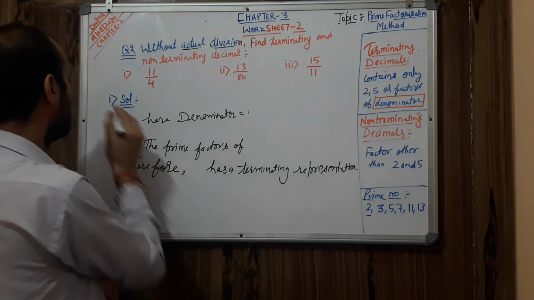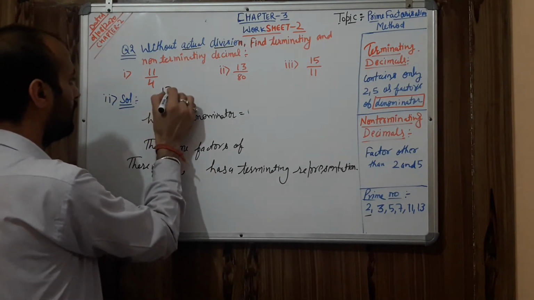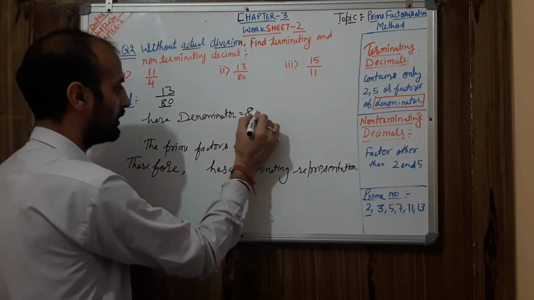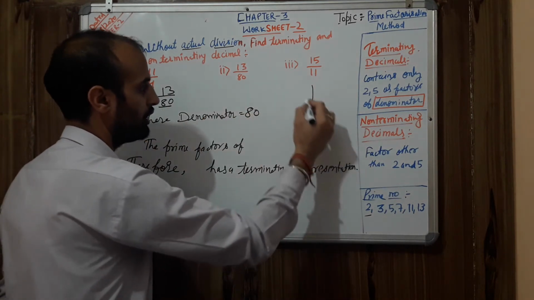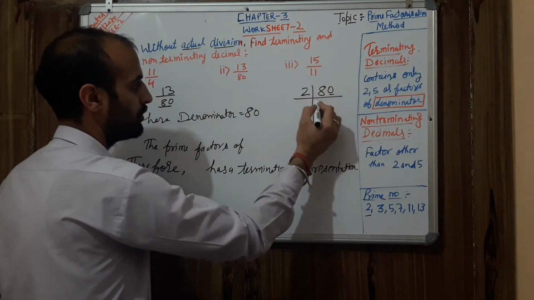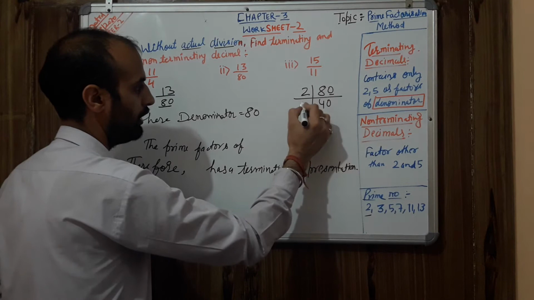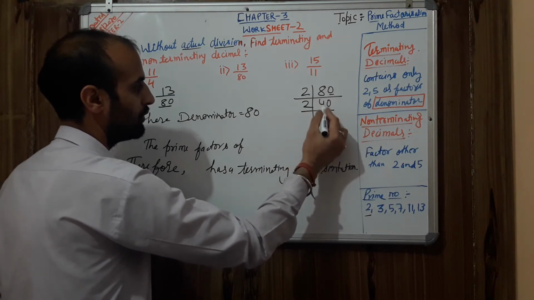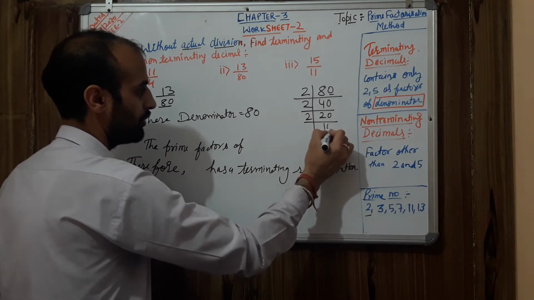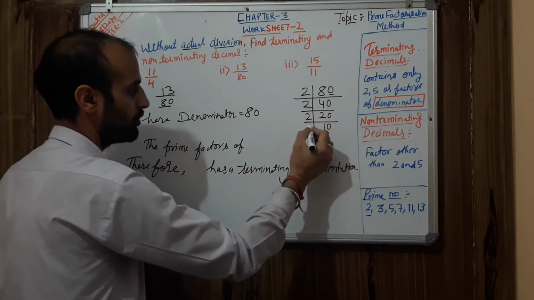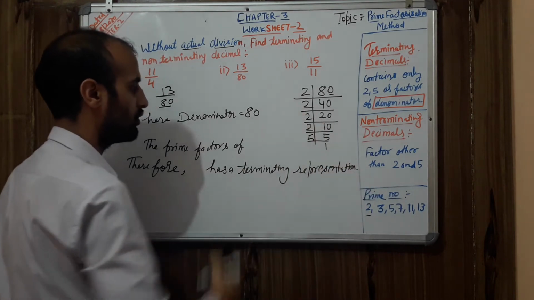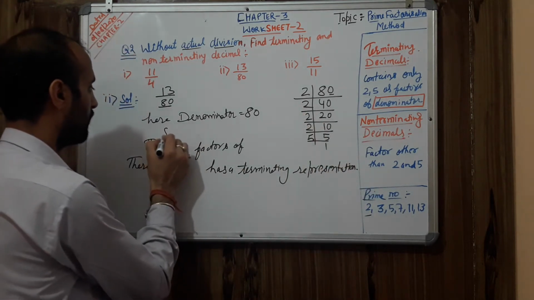Have a look at the second part. The second part is 13 upon 80. So what is the denominator here? That is very important: 80. Now I need to do prime factorization of 80. Last digit is 0, start with 2. 2 fours are 8, it becomes 40. Once again with 2. 2 twos are 4, it becomes 20. Once again with 2, it becomes 10. 2 ones are 2, 0 as such. 2 fives are 10. 5 ones are 5. This is over.